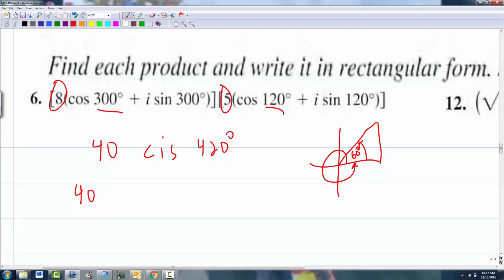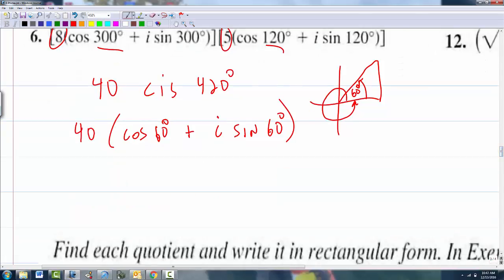Okay, so 40 cosine of 60. What's cosine of 60, everybody? Let's see, he was faster. If cosine of 60 is a half, what's sine of 60? Root 3 over 2, the same ratios I've been dealing with forever. Since maybe September. Maybe September.